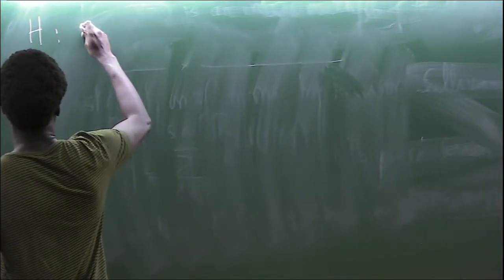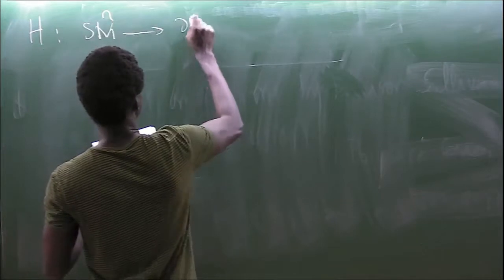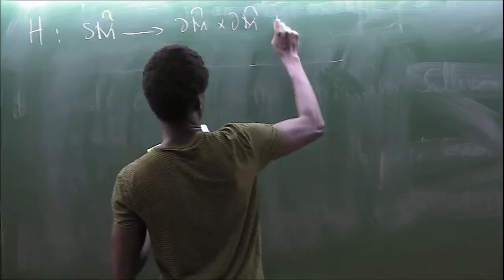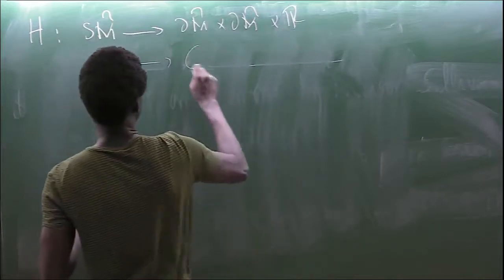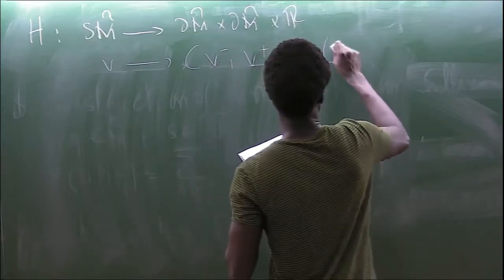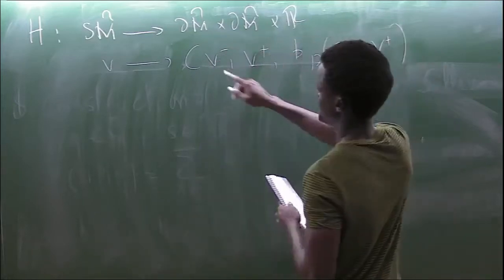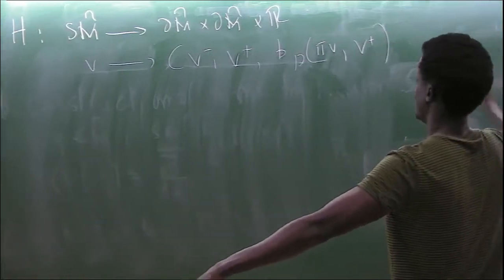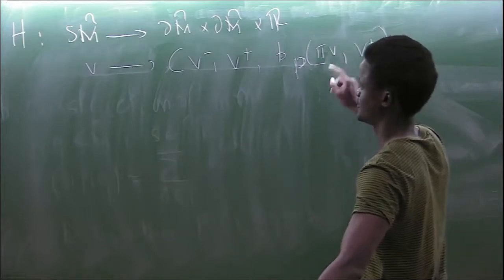So to define that set, we define it like this. There is this map H, called the Hopf map, from S of M tilde to ∂M tilde × ∂M tilde × R. It takes V and gives you V minus, V plus, and B_P of V. So V plus and V minus are just the two endpoints at infinity, and this projection is just the foot point of the vector.